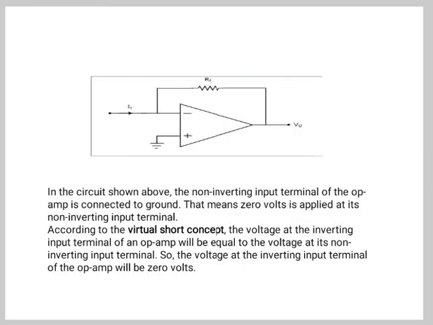So this diagram shows the I to V converter. In this circuit, the non-inverting input terminal of the op-amp is connected to the ground, that is 0 volt is applied at its non-inverting input terminal. According to the virtual short concept, the voltage at the inverting input terminal of an op-amp will be equal to the voltage at its non-inverting input terminal. So the voltage at the inverting input terminal of the op-amp will be 0 volt.